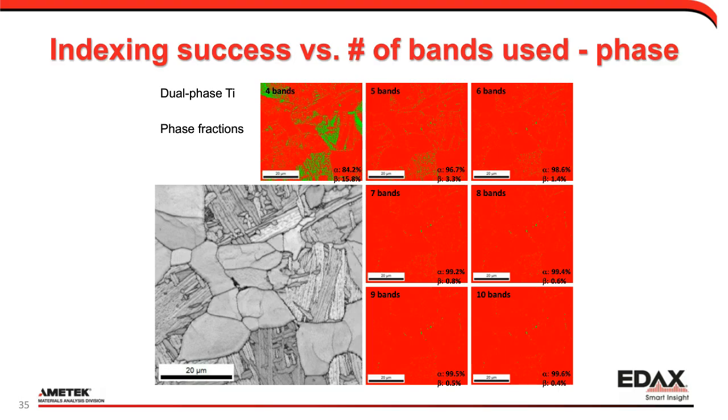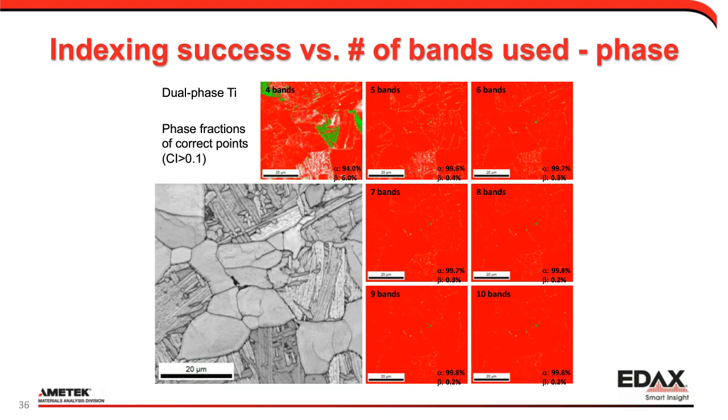And then if we look at this again, getting rid of the bad data points, you can see if I use a CI greater than 0.1, it gets better and better based off the number of bands I have.